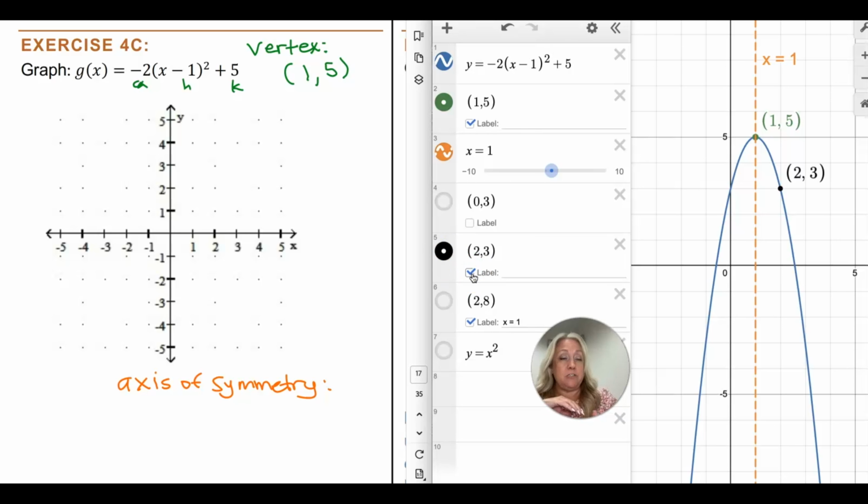Now, since there's symmetry on these parabolas, we can also find a point that's just on the other side of that, which would be (0, 3). Again, I can go down 2, right 1, or down 2, left 1 to find those other 2 points. Now, there's a ton of other points that you could pick on the parabola, but those are just easy ones to find to help you make a rough sketch of this graph.